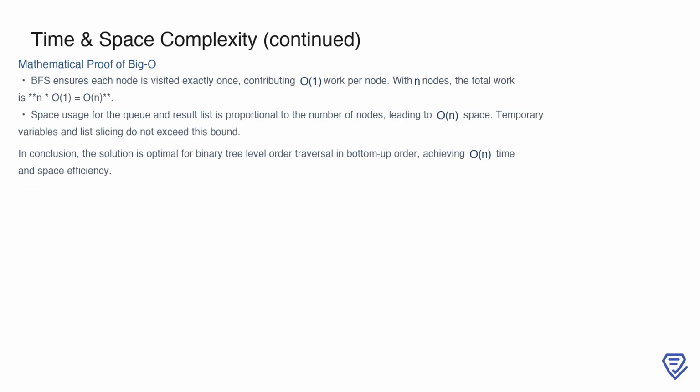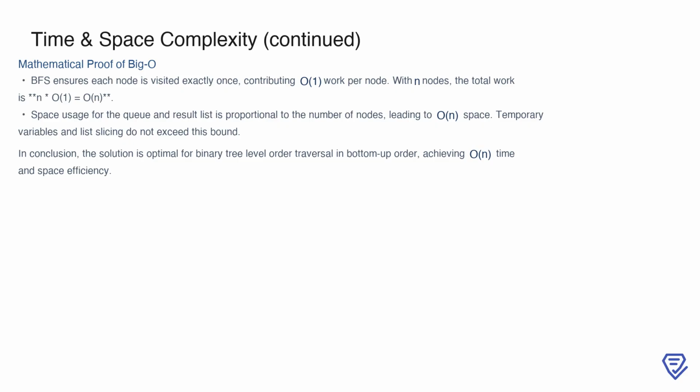Finally, let's solidify our understanding with a mathematical proof of the big O analysis. Each node in the tree is visited once during the BFS traversal, and each visit involves O(1) work. With n nodes in the tree, the total work becomes n multiplied by O(1), which simplifies to O(n). For space, the queue temporarily holds nodes at the current level, and the result list stores all node values. Both are proportional to the total number of nodes, leading to O(n) space.